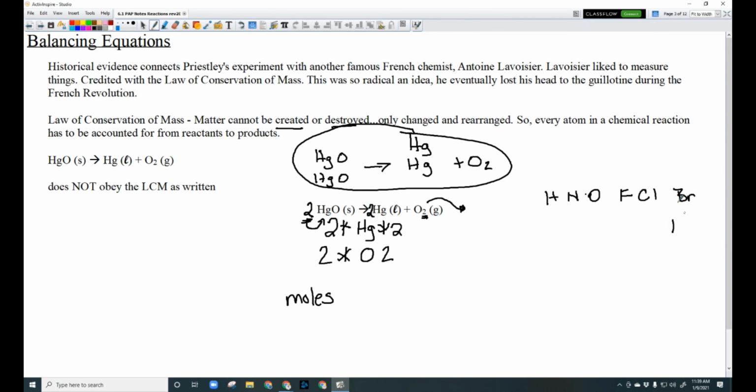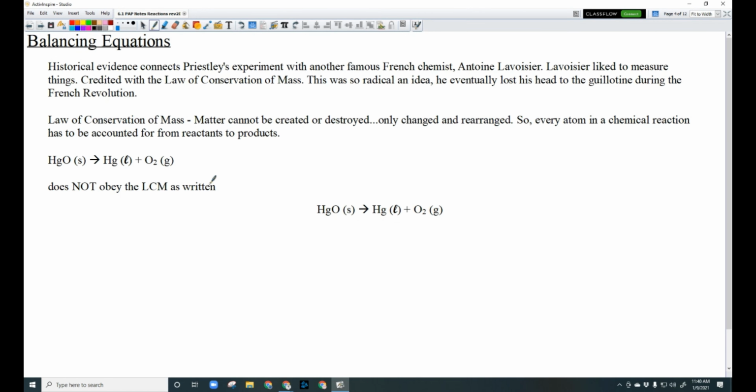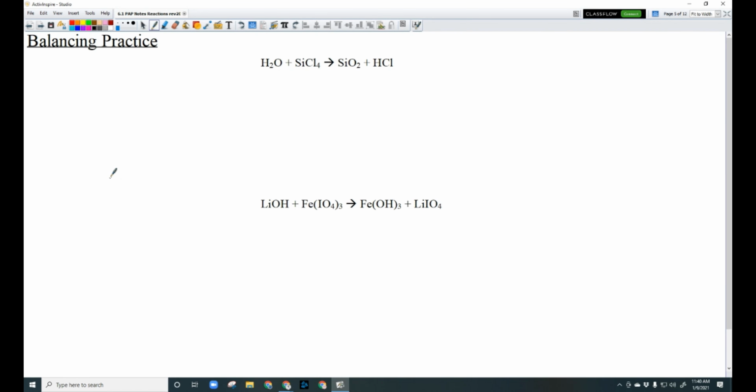So diatomic molecule, so diatomic oxygen. All right, so let's balance a couple of equations. Here we have H2O, water, plus silicon tetrachloride yields silicon dioxide and hydrochloric acid. So now we're going to have to start taking equations. We learned about naming already in formula writing, so we know how to name these.